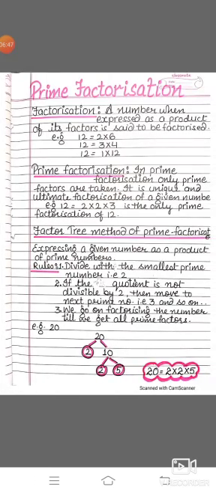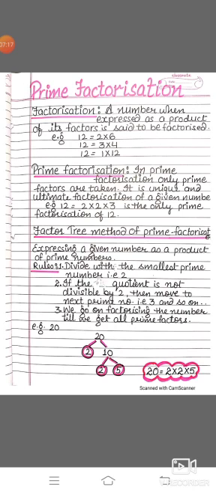Prime factorization. Factorization means a number when expressed as a product of its factors is said to be factorized. In prime factorization, only prime factors are taken. It is the unique and ultimate factorization of a given number. Factor tree method for prime factorization: expressing a given number as a product of prime numbers.